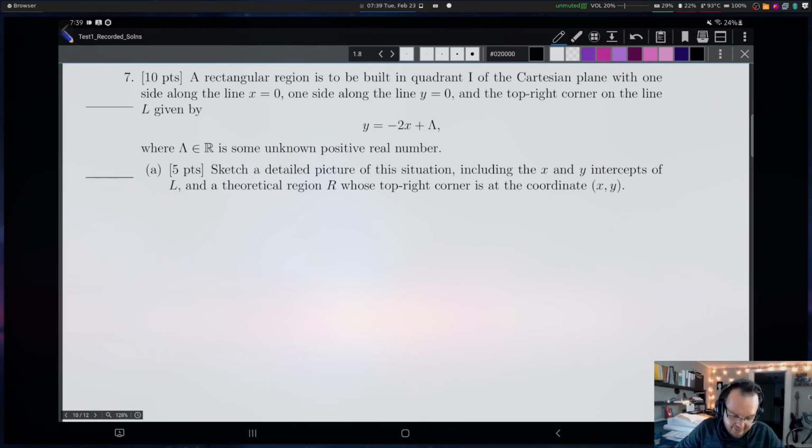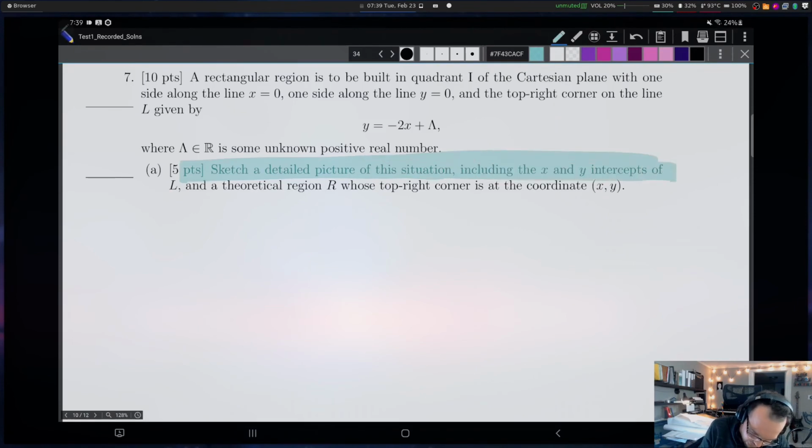And this is probably going to be a maximization problem, like we're building some small fence or something in this region, and we want it to enclose the maximum area at the end. So I just want to go ahead and follow these instructions first, because this is asking us in this first part of the question to sketch a picture of the situation, including the x and y intercepts.